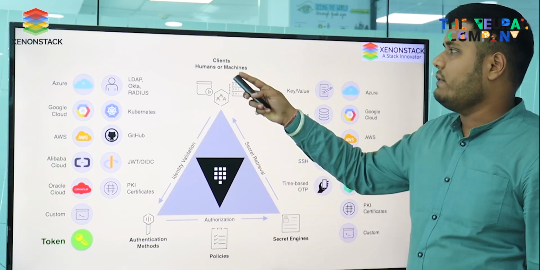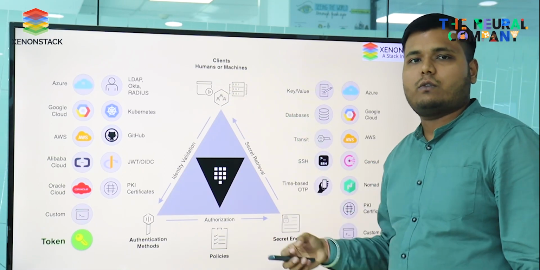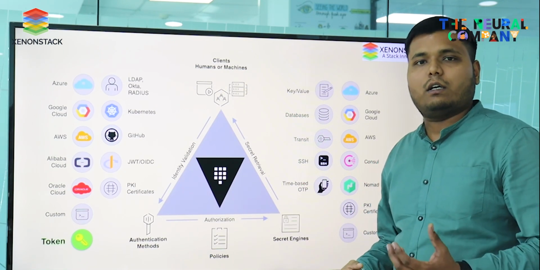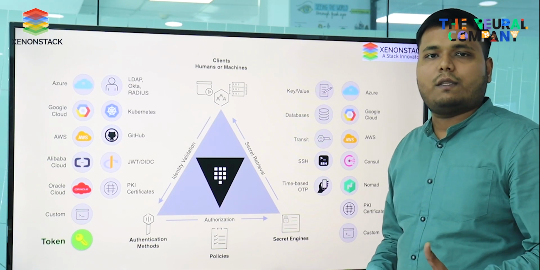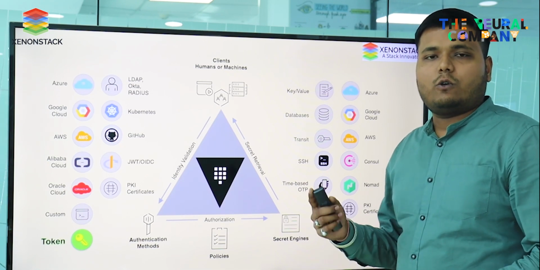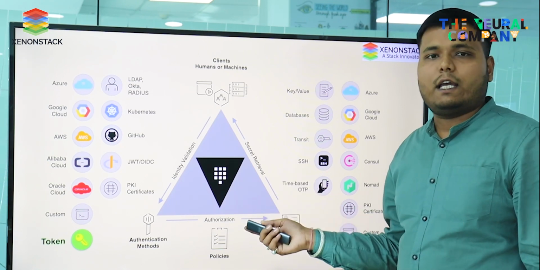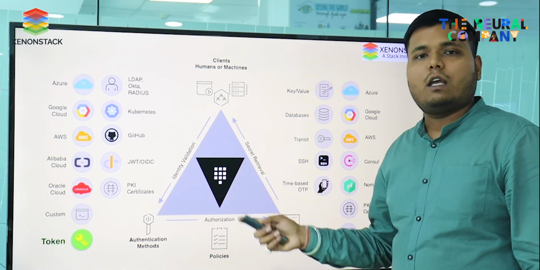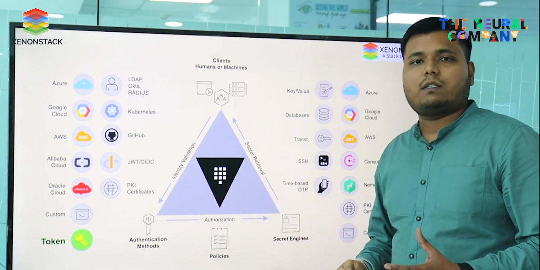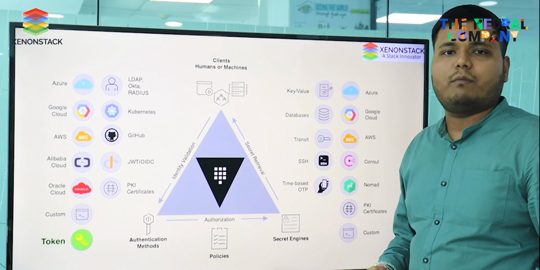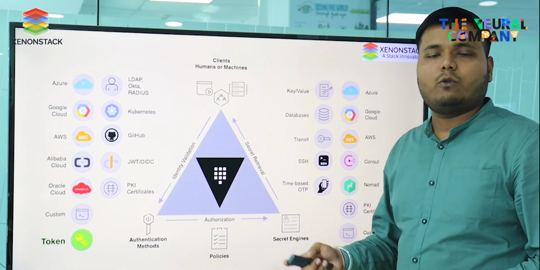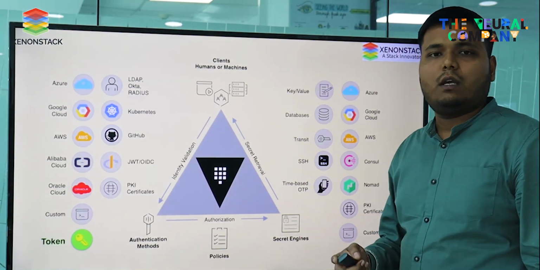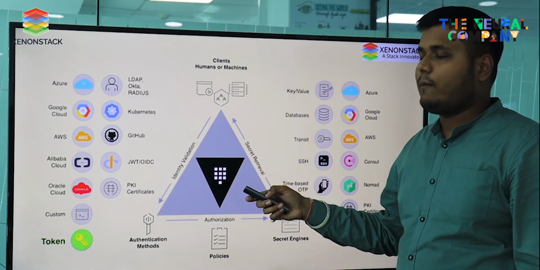The first thing that we see here is clients, humans or machines. Humans could be us: suppose we are doing SSH into an EC2 machine and we want the PEM file or the secret file to do the SSH. So we will be requesting it from HashiCorp Vault, and we will be the client here. For machines, suppose tools like Terraform, Jenkins or serverless are requesting some tokens to deploy to AWS. These will be considered machines here.